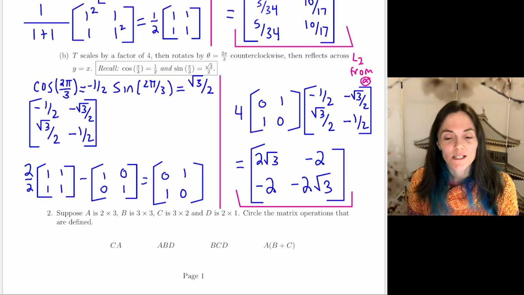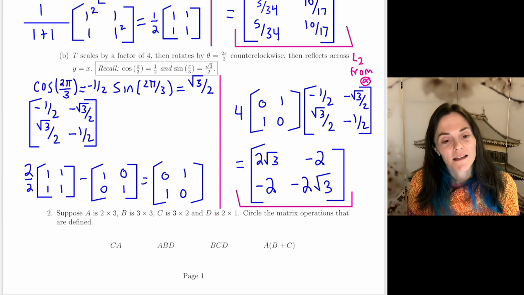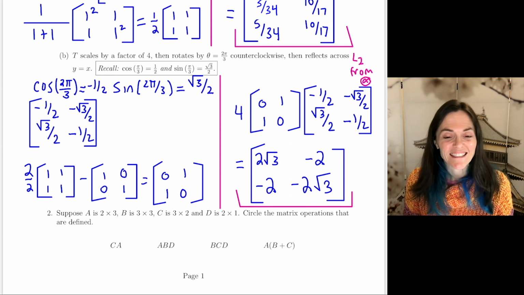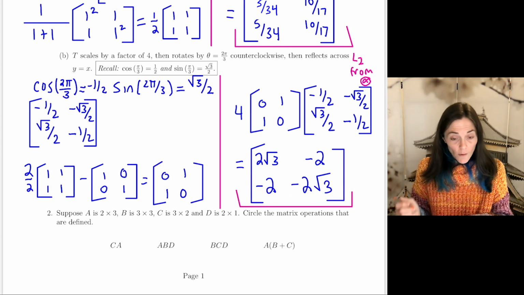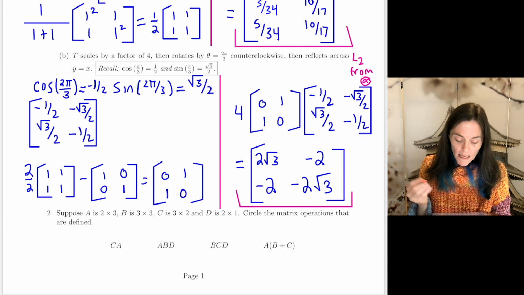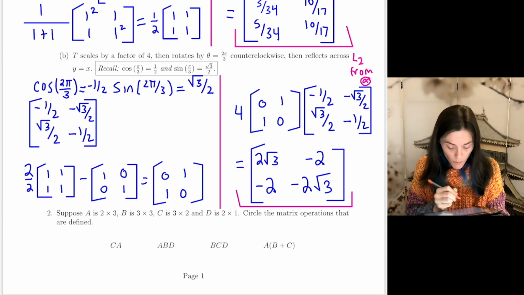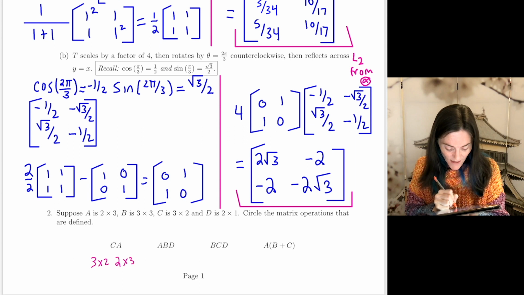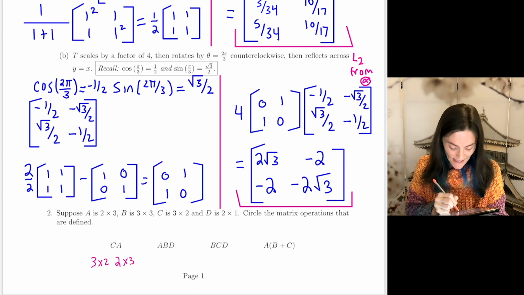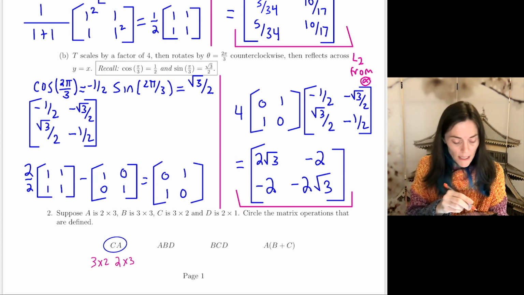Next question is just which matrix operations are defined. A is 2 by 3, B is 3 by 3, C is 3 by 2, and D is 2 by 1. Well, we can try to write underneath and then see what makes sense. So C is 3 by 2, and A is 2 by 3. So far I know one answer. It's here, CA. This is defined.